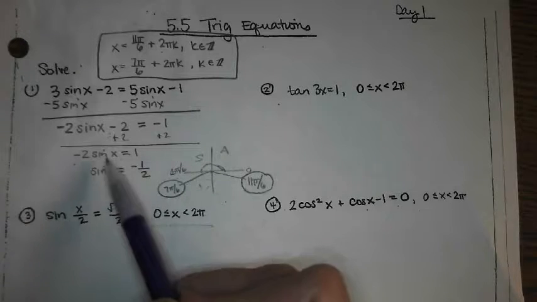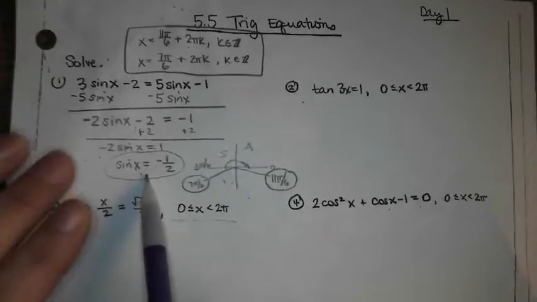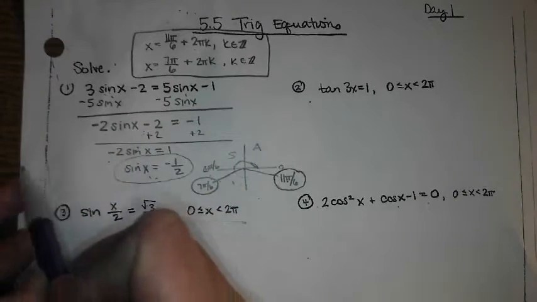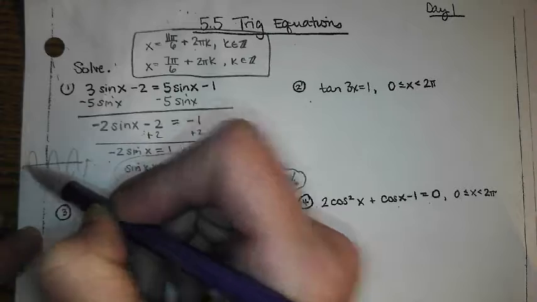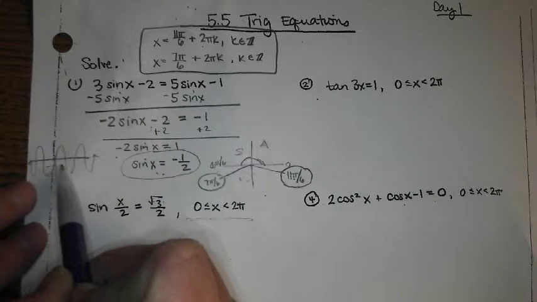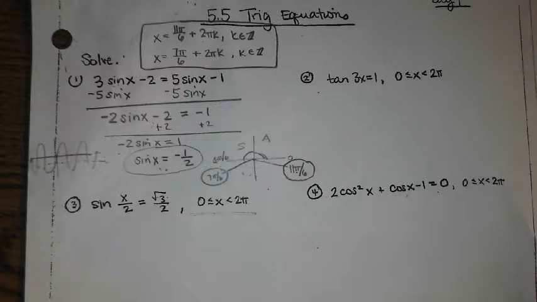Now, a couple things. Thinking about why there are an infinite number of solutions, if I just think about my sine graph for a minute, which is a cycle and goes on forever, negative 1/2 is right about here. And so can you see visually why we're going to have an infinite number of solutions? Okay? So that's the infinite piece.